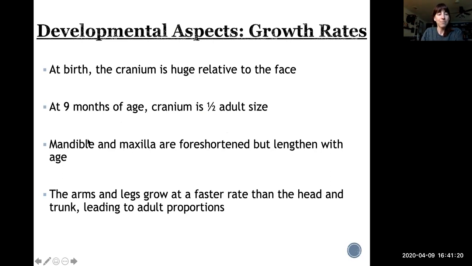So the mandible and the maxilla also are foreshortened. So you have a kind of receding chin going on there, which is super cute, but they will lengthen with age. And then as the baby grows up, the arms and legs grow faster than the head and the trunk, which eventually leads to normal adult proportions, right? So the head doesn't grow nearly as fast as the rest of the body, because the rest of the body needs to catch up with the head.